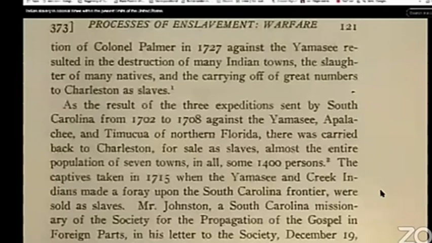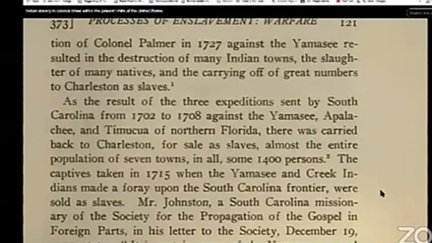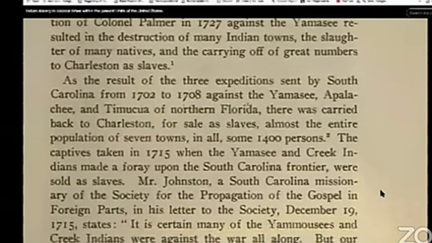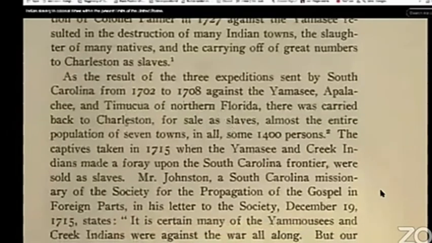Alright? As the result of the 3 expeditions sent by South Carolina from 1702 to 1708 against the Yamasee, Appalachee, and Timucua of northern Florida, they were carried back to Charleston for sale as slaves. Almost the entire population of 7 towns in all, some 1,400 persons.